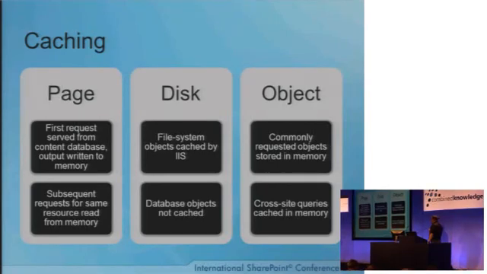We have page caching, or page output caching. This is based upon ASP.NET output caching, and I'll show you a demo on that in a little bit. Then we have disk caching, which is known as blob caching, and that's also available to you. And finally, we have object caching. Object caching is in many regards a black box. It's nothing that you specifically write to. It's something that you get by using cross-site queries, and it will be there and used for you as well.